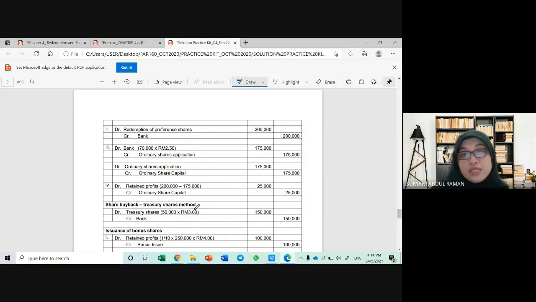Very short, very easy. Okay, tapi tadi question number 4 tadi, you already have the treasury shares. You tak beli pun, you already have. So we assume you already bought, but you just want to resell it. But in this question, you are actually at the first stage where you will buy and keep it as treasury shares. Okay, understand? I hope you understand that.